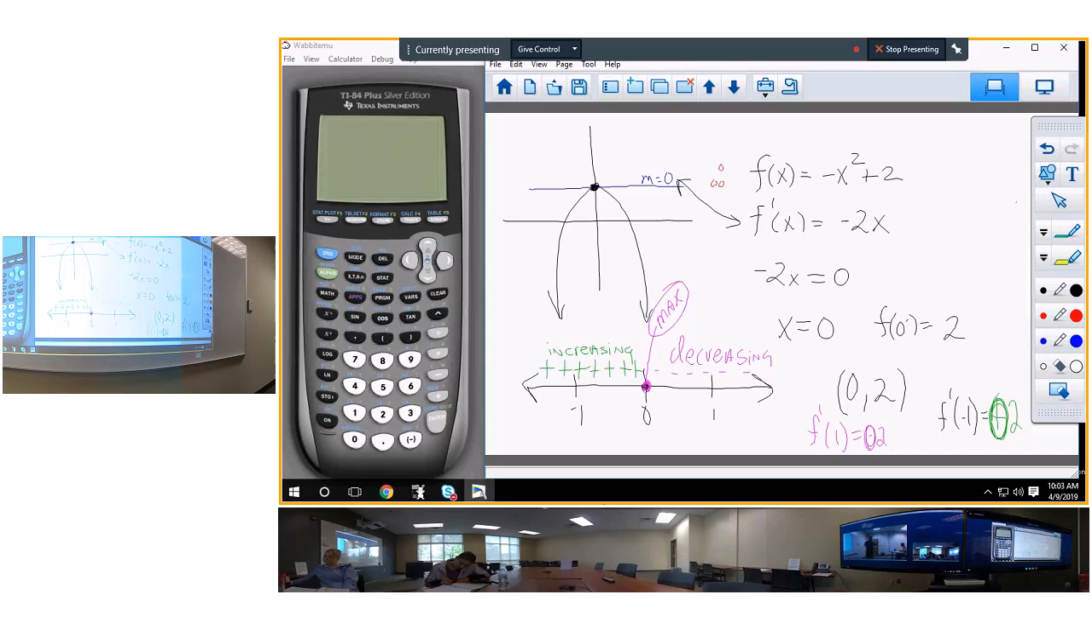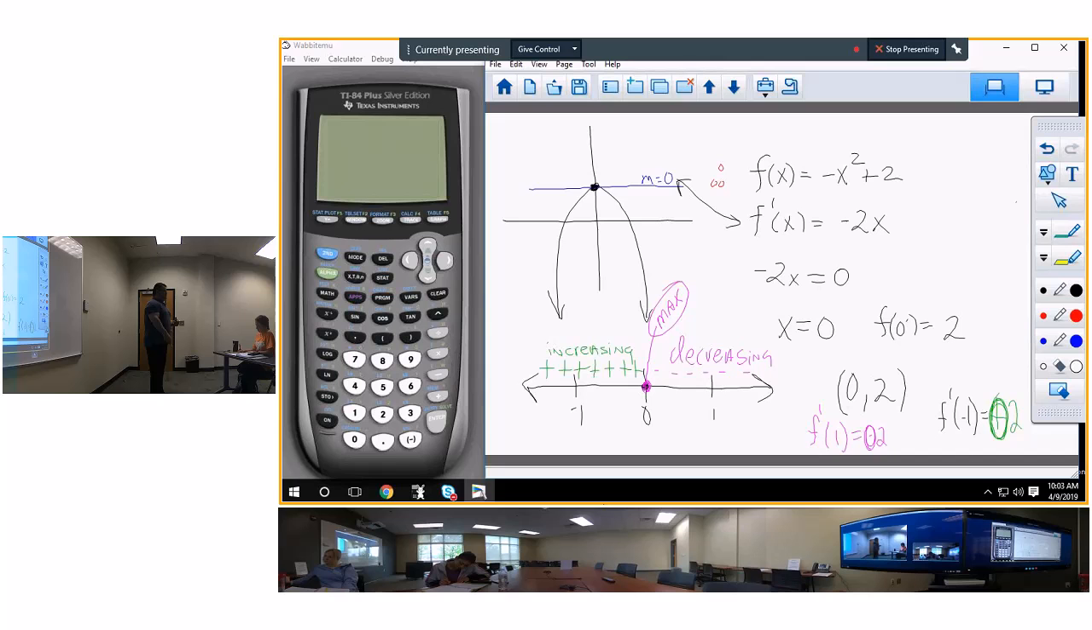All this you should be able to get from taking the first derivative. And you're going to be taking the second derivative too, but that's later. The second derivative of negative 2x is what? Negative 2.